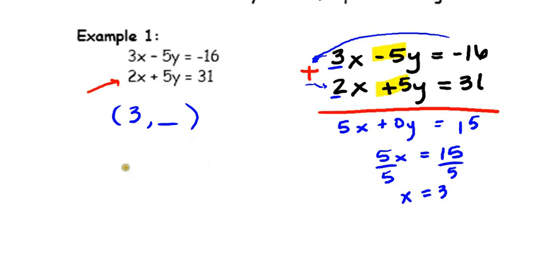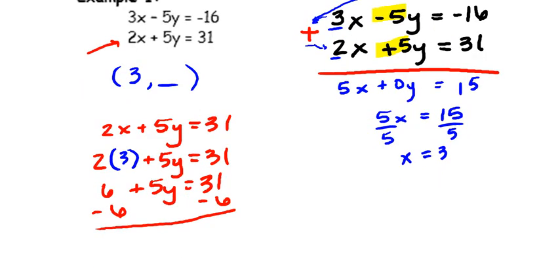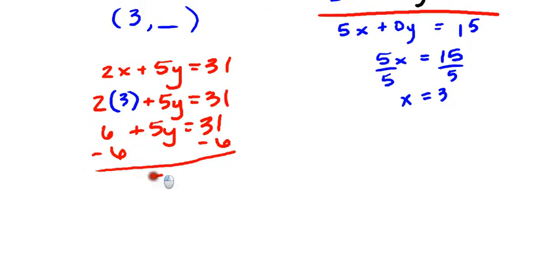So once I have x is equal to 3, then I'm going to say 2x plus 5y is equal to 31. I'm going to take out that x, and put in what I think x is equal to, which is 3. I'm going to solve this down. This would be 6 plus 5y is equal to 31. Subtract 6 from both sides. 31 minus 6 is going to be 25. So I'm going to have 5y is equal to 25, and y is equal to 5. So I'm assuming here that x is equal to 3 and y is equal to 5.